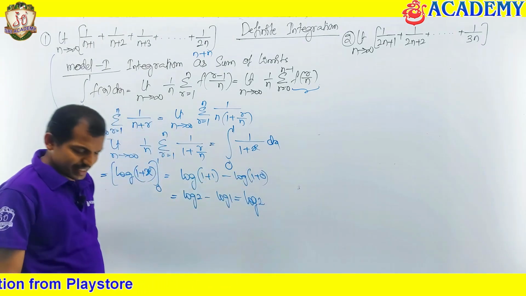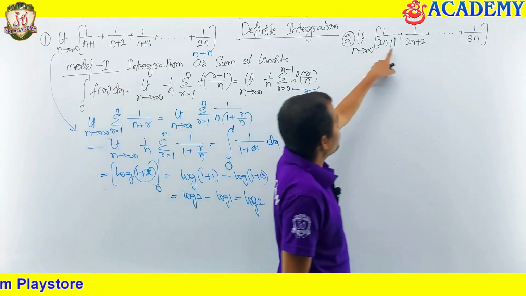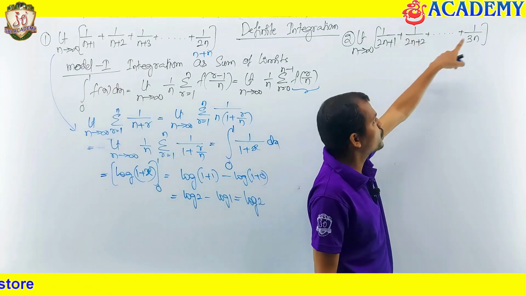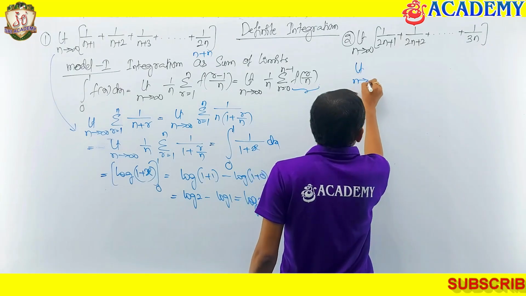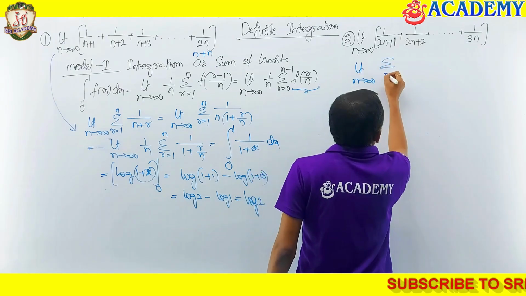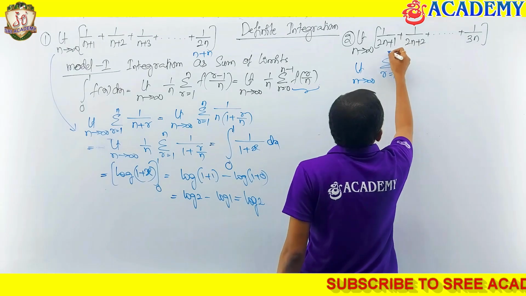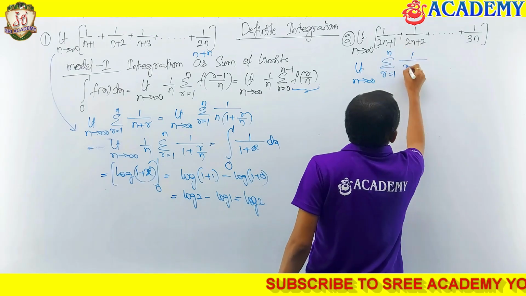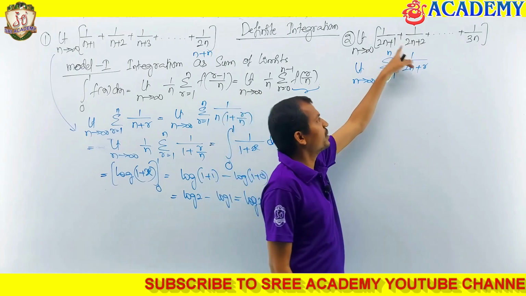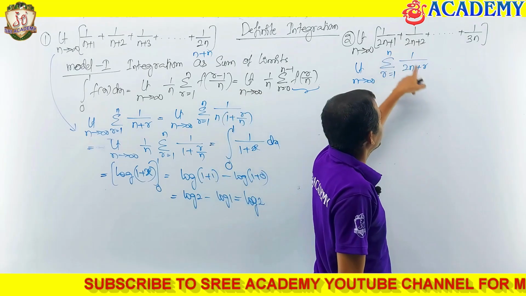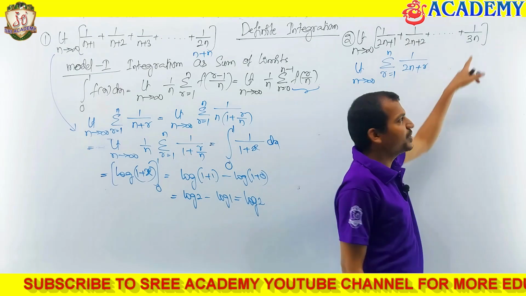Not only this one; see 1 by 2n plus 1 plus 1 by 2n plus 2 and so on up to 1 by 3n. I am writing directly the limit n tends to infinity sigma r equals 1 to n of 1 by 2n plus r. The r value is from 1 to n. 2n plus r with r equals n is 2n plus n, that is nothing but 3n you will get.